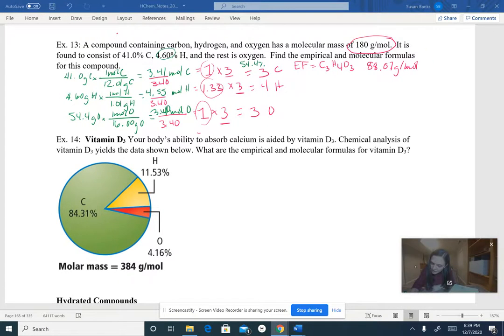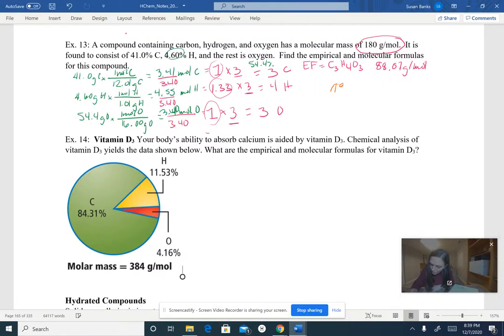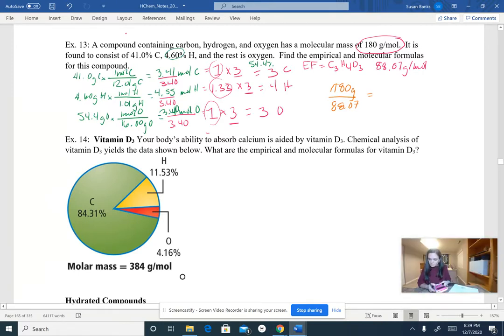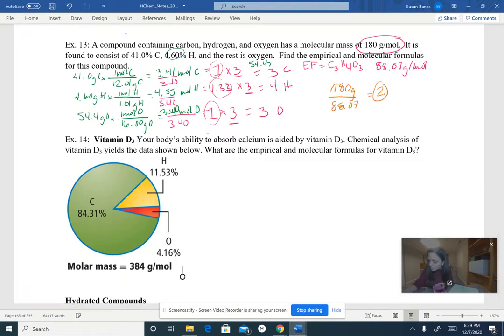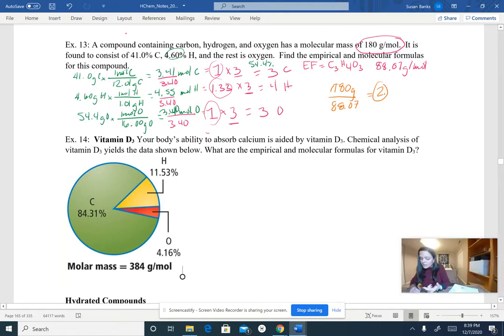So I'm going to take 180 grams and divide it by 88.07 grams to figure out how many units I have. When I do that, I get 2.04, which is really, really close to 2. Remember, it's still within a tenth. So that means I have 2 empirical units in my molecular unit. So I'm going to need to multiply this empirical formula by 2.